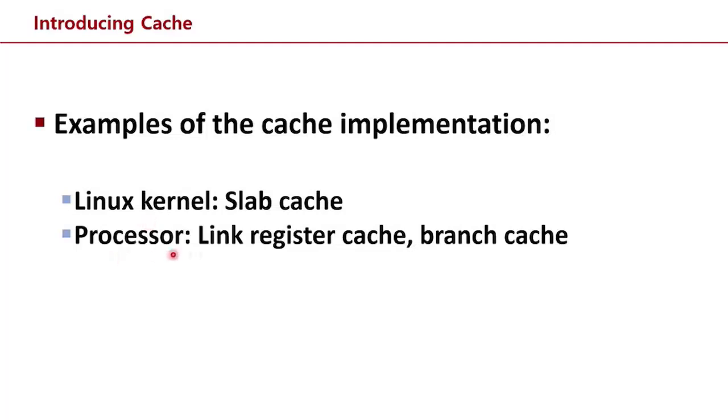At the processor level, there is the linked register cache or branch cache at the hardware level. To maximize performance, the cache can be implemented at the software level and the hardware level. You can find a number of examples that are implemented using the cache.